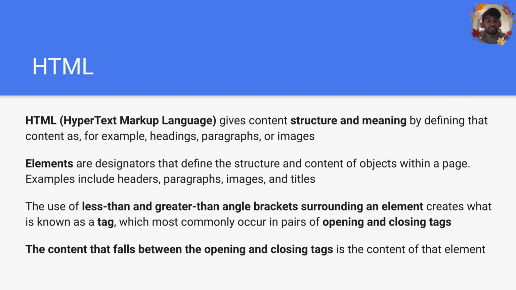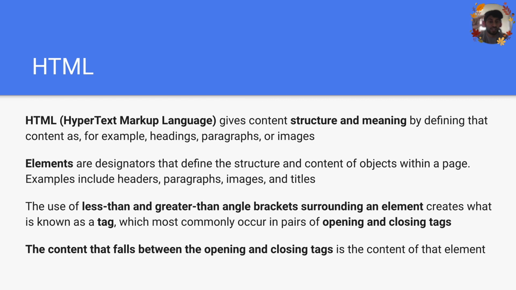The use of less than and greater than angle brackets surrounding an element creates what is known as a tag. Tags most commonly occur in pairs of opening and closing tags. An opening tag marks the beginning of an element. It consists of a less than sign, followed by the element's name, and then ends with a greater than sign. A closing tag marks the end of an element.